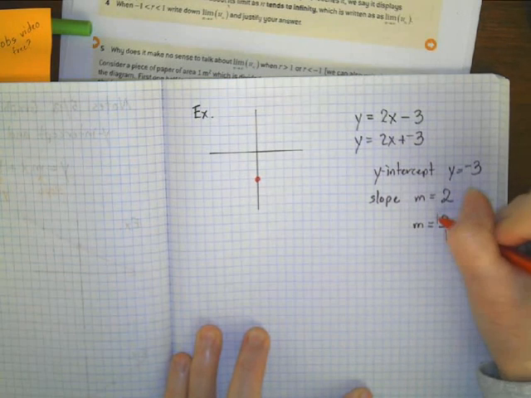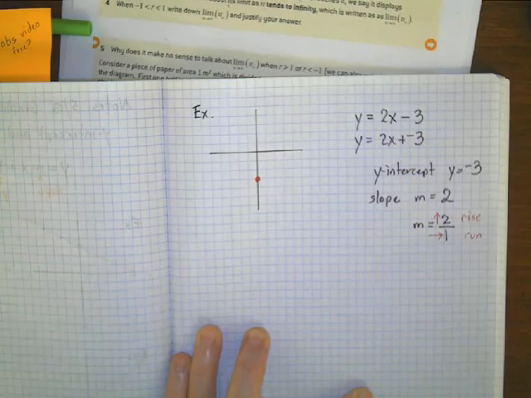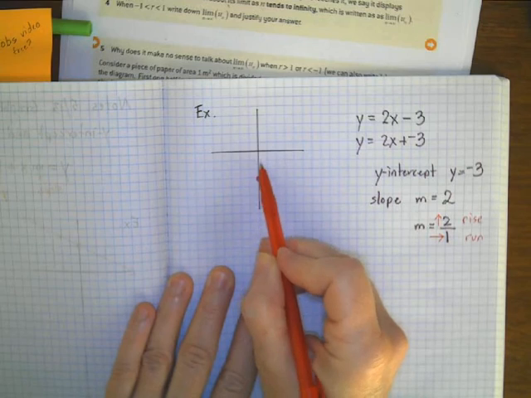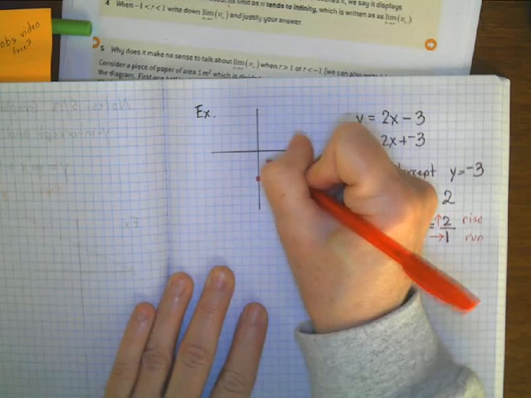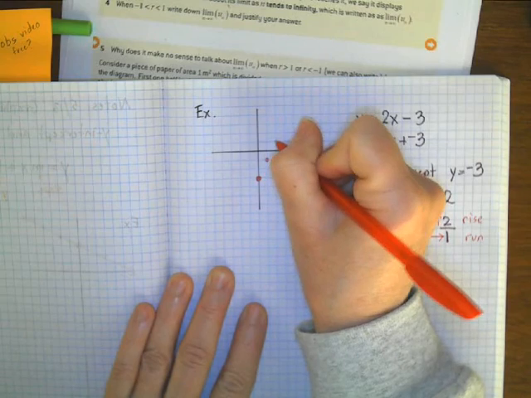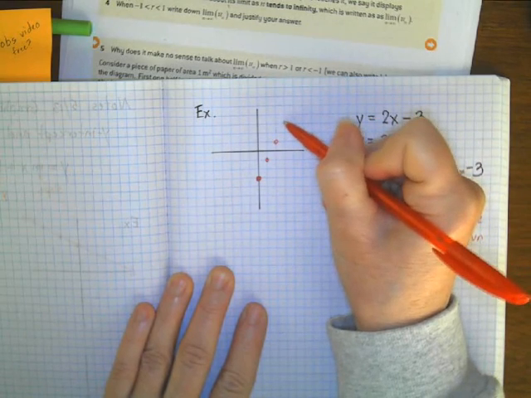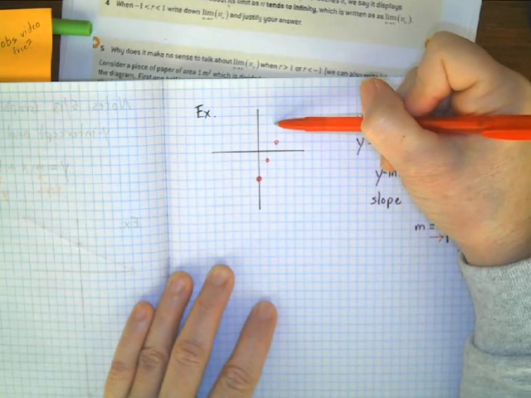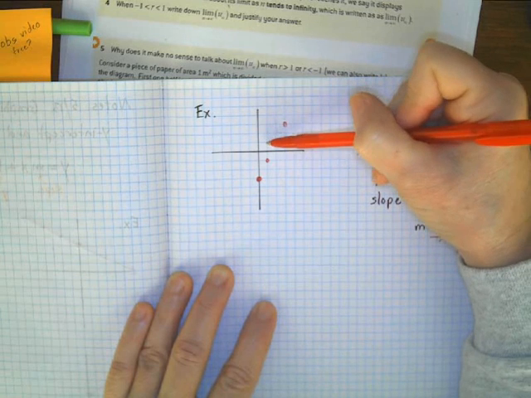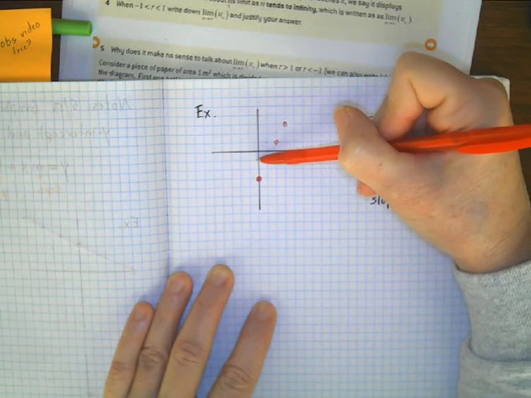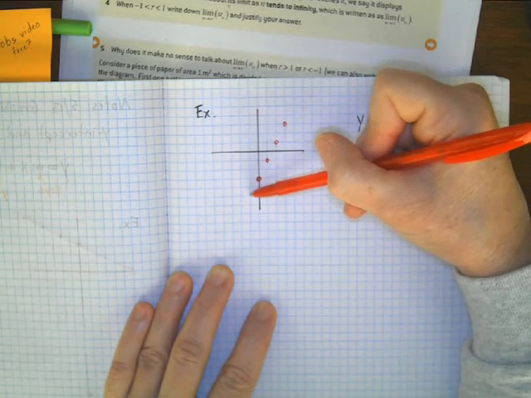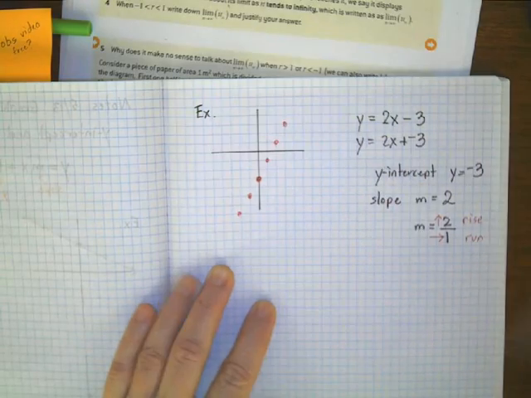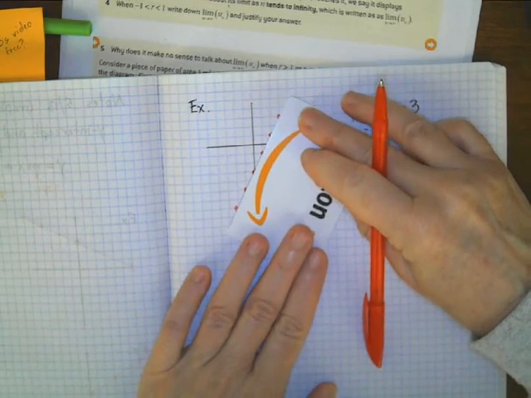So now I can see my rise and my run. I'm going to go up 2 and to the right 1. So from my y-intercept, I'm going to rise 1, 2, and go to the right 1. And I'm going to do it again. Rise 2, run 1. Okay, and notice I could go the other way also. I could go left 1, down 2. Continue that pattern. I could keep going forever if I wanted to. And we'll make ourselves a nice line.